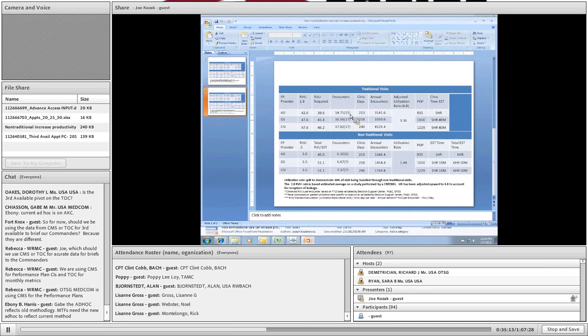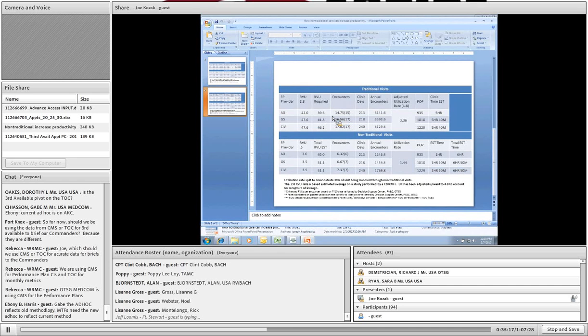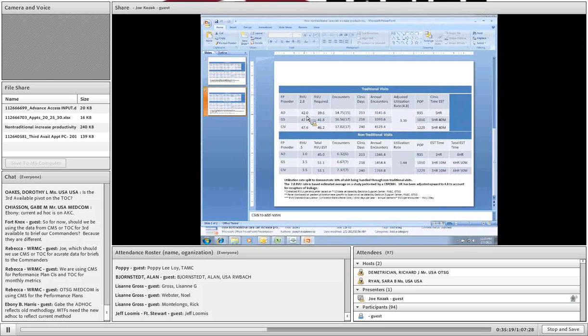In doing that, as you can see, what we identified for the clinic that we ran this against, to meet their RVU target and actually exceed their RVU target, was they were going to need 15 face-to-face encounters as long as they were doing the 6 documented virtual encounters.